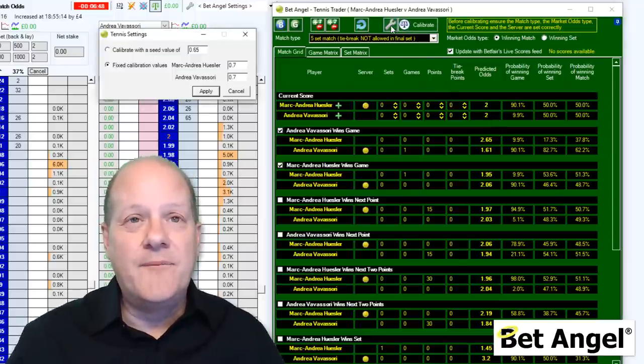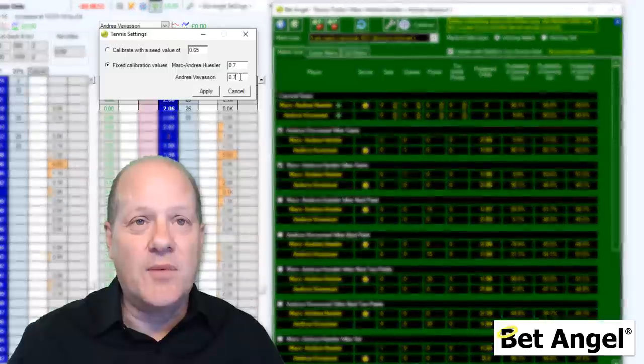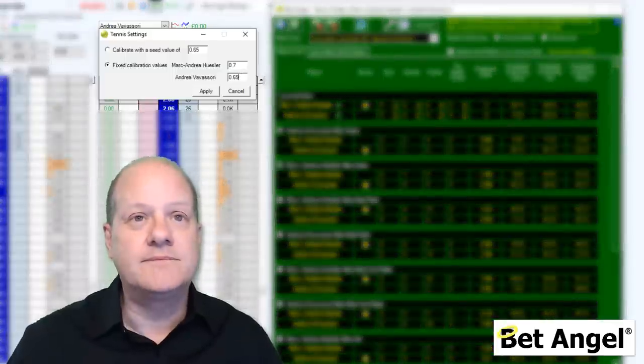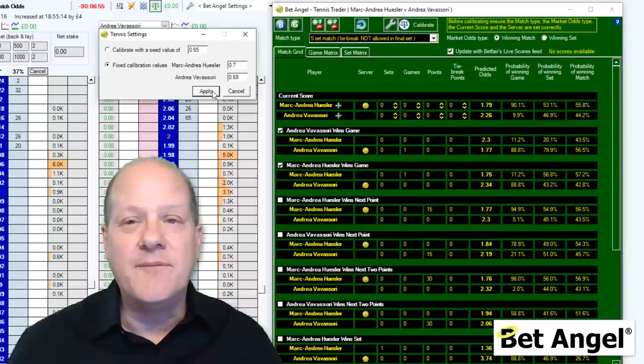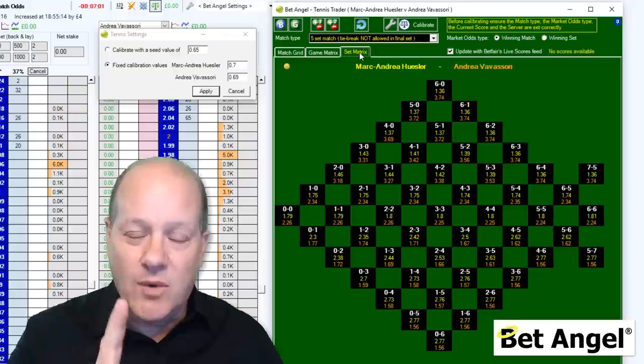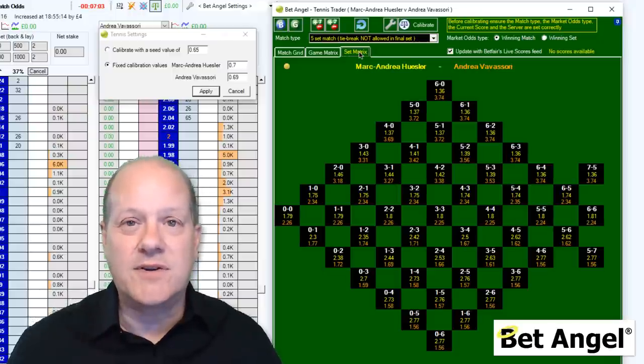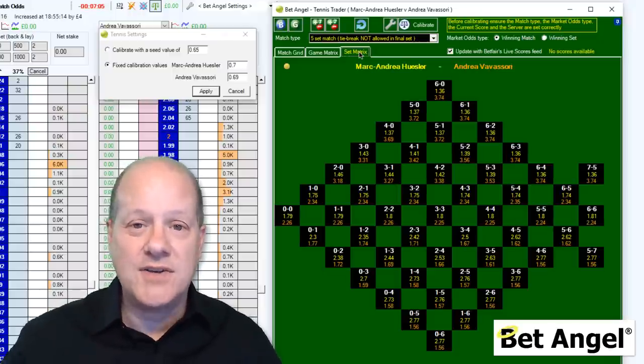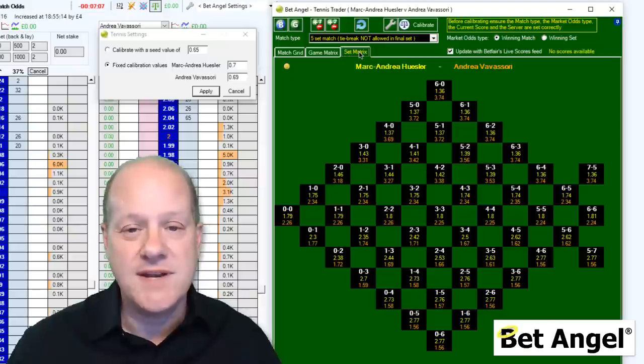If I redo this calibration now and then put one player 1% lower and apply it again, then what you will see is that that changes. So you can actually propagate out the difference that a 1% difference in skill would have across the entire match. And you can actually see that beautifully presented for you on Tennis Trader.